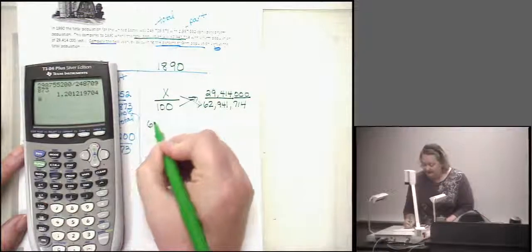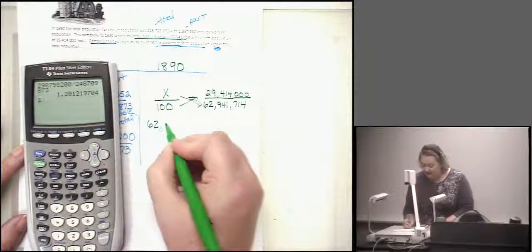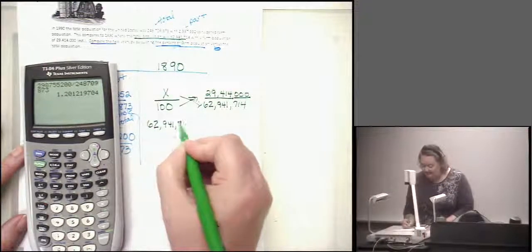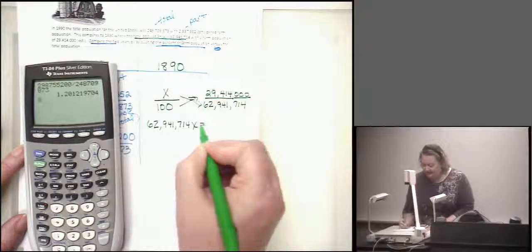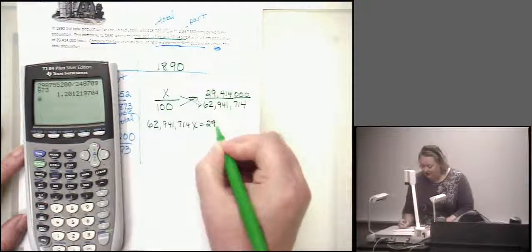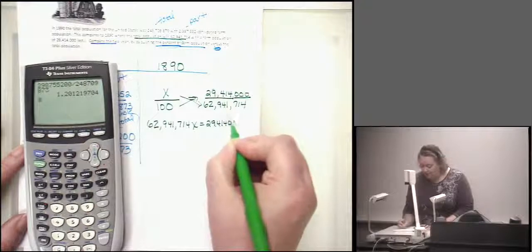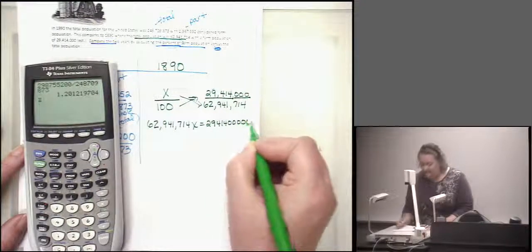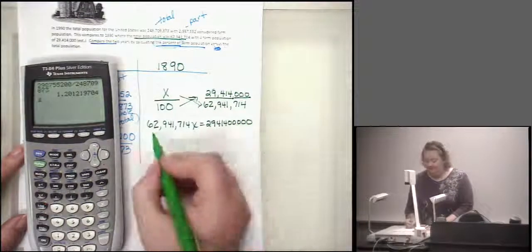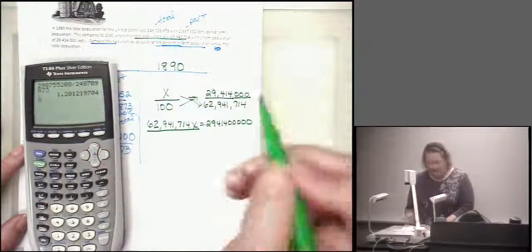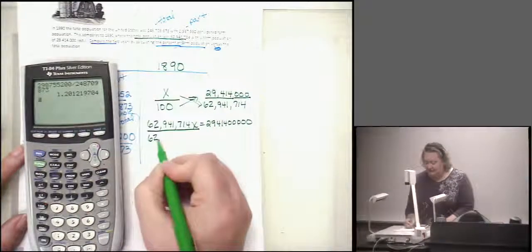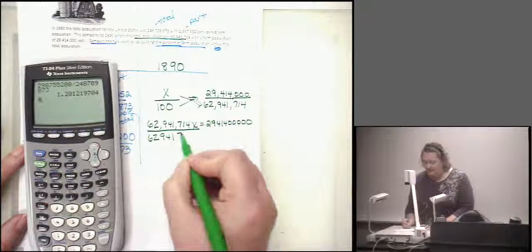I'm going to cross multiply. That'll give me 62,941,714x equals 29,414,000. The 3 zeros I had times 100 gives me 2 more. Do that on your calculator if you need to. 62,941,714.